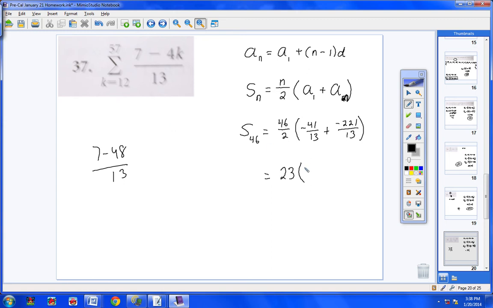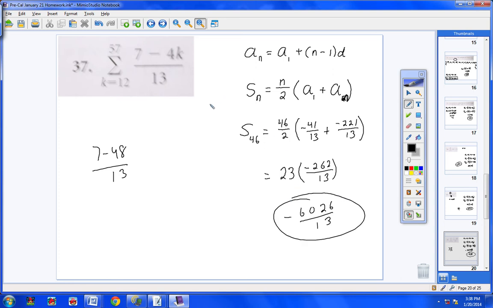negative 262 over 13, and then multiply that by 23, and you will get out negative 6,026 over 13. Okay, and that is accurate. All right, and that matches the answer in the back of the book. So there we go. Boy, I hope this is making sense.